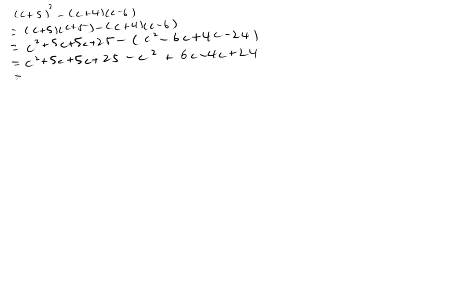Now we can collect like terms, and as you can see, the c squareds cancel out since it's c squared minus c squared. Then we have 5c plus 5c, that's 10c, 10c plus 6c, 16c minus 4c, that's going to be 12c. So 12c, and we're going to look at the constant, 25 plus 24, that's going to give us 49, so plus 49.